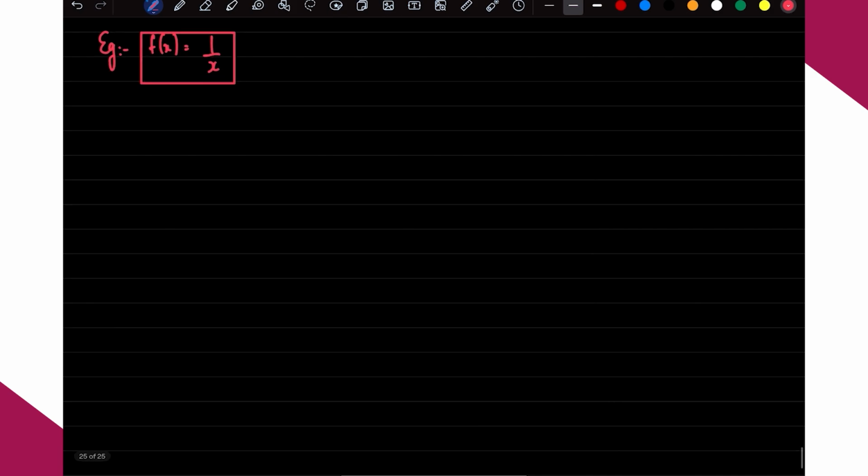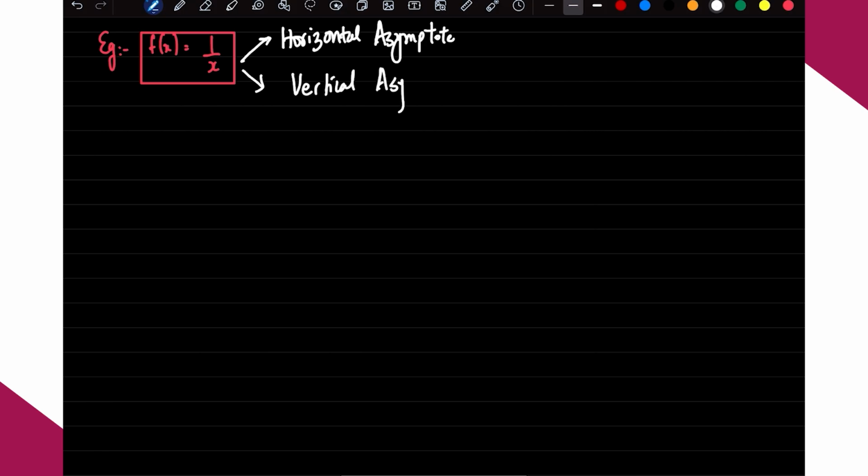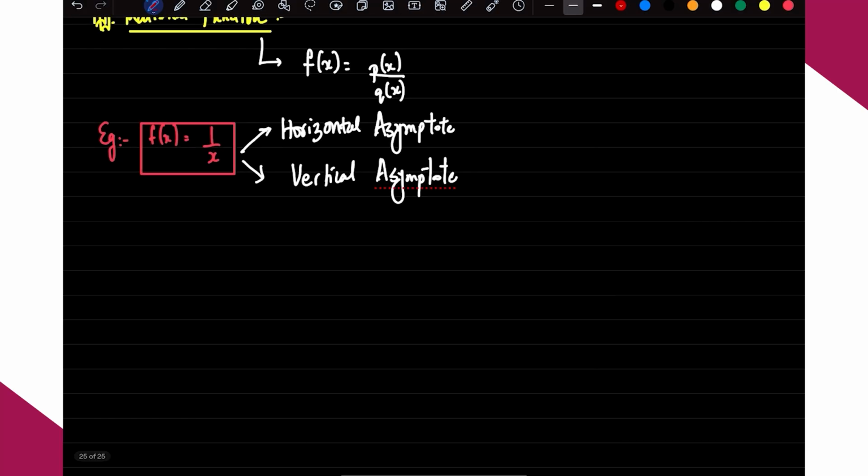So now, first of all, we need to get a few properties out. Functions like these will have asymptotes. Okay, so functions like these will have a horizontal asymptote and a vertical asymptote. So what are these? These are values of x that will never happen, or are not allowed, basically.